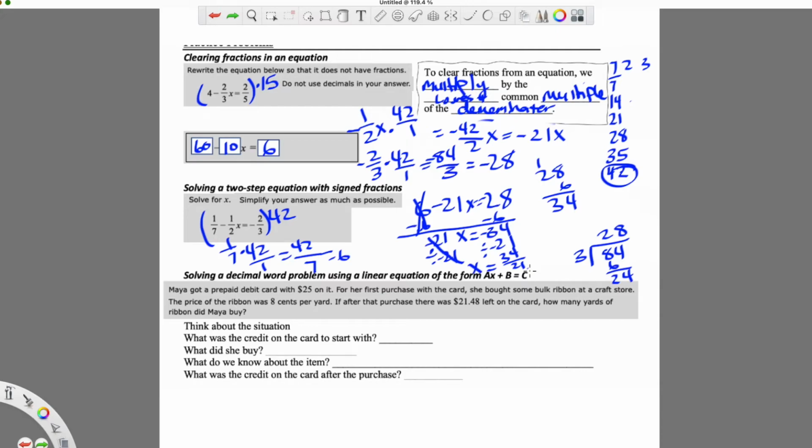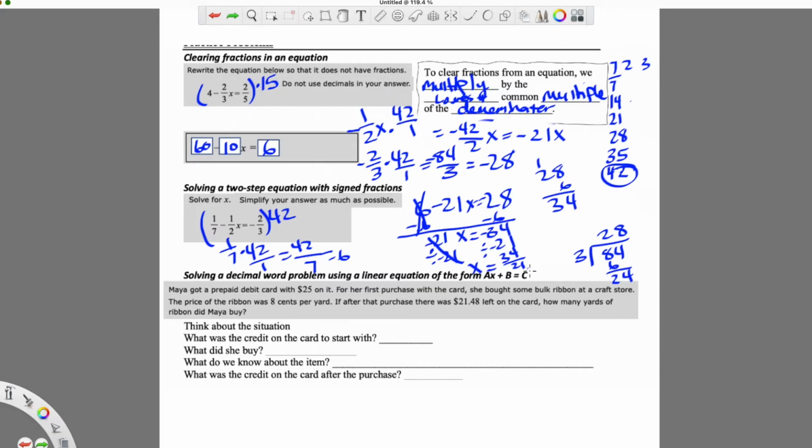All right, our very last question here. Maya got a prepaid debit card with $25 on it. For her first purchase with the card, she bought some bulk ribbon at a craft store. The price of the ribbon was 8 cents per yard. If after the purchase there was $21.48 left on the card, how many yards of ribbon did Maya buy? All right, so we're just going to kind of look at the situation.